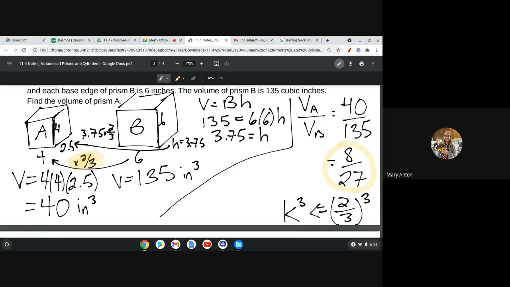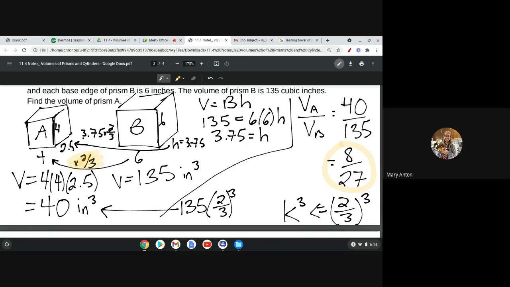So we didn't need to do all of the work of finding the height of the other cube and then calculating the volume. We could have gone straight from 135 to 40. We could have done 135, right away, times 2/3 cubed. And that gets you 40.